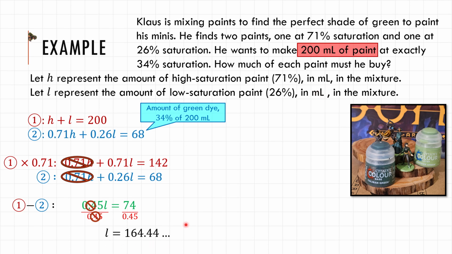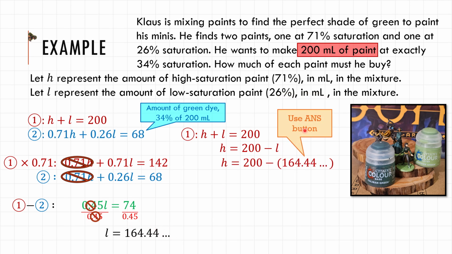Now that I found that, I also need to know how much of the high saturation paint I need, and I have an equation to help me with that. Using that first equation, all I'll do is isolate H, and now I'll replace L with its actual known quantity. Now there's a little bit of a tricky thing happening here. Whenever you're replacing a variable and you have a really long number stored in your calculator, notice that I didn't round this number. I put these 3 dots to indicate to myself that there are more digits here. And I won't use the rounded version. I will just use the answer button on my calculator.